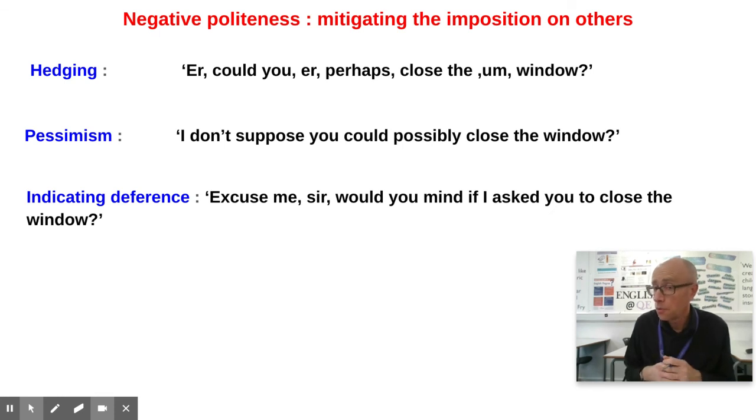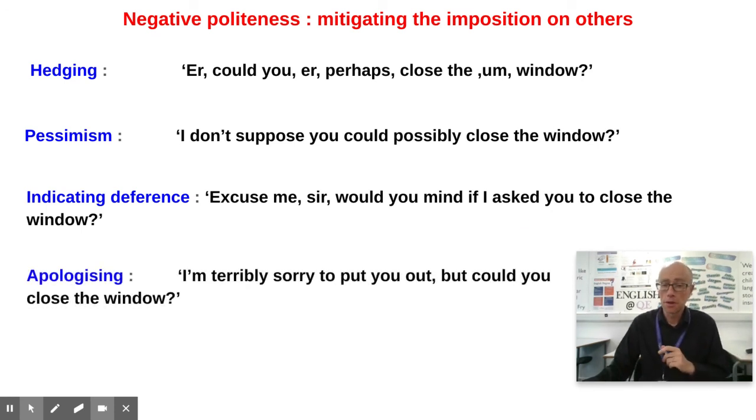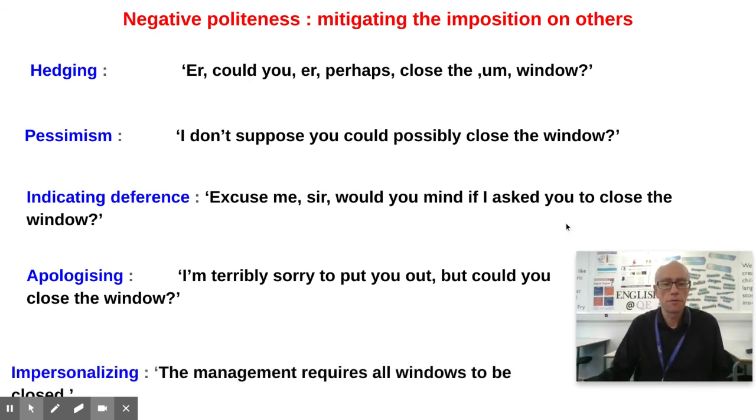Another way of doing negative politeness is to indicate deference. Excuse me, sir, would you mind if I ask you to close the window? So we've got the politeness strategy at the beginning there, excuse me, and then we've got the honorific, sir, as well. So that's indicating deference, that somehow you are in a subservient social position to the other person that you're speaking to. We have apologizing. I'm terribly sorry to put you out, but could you close the window?